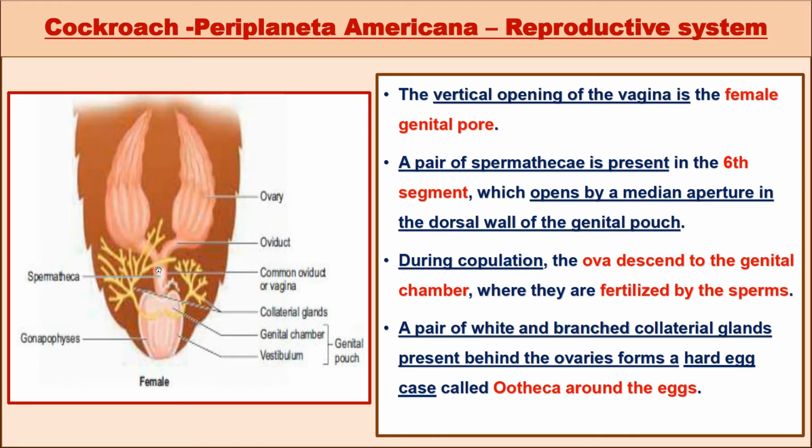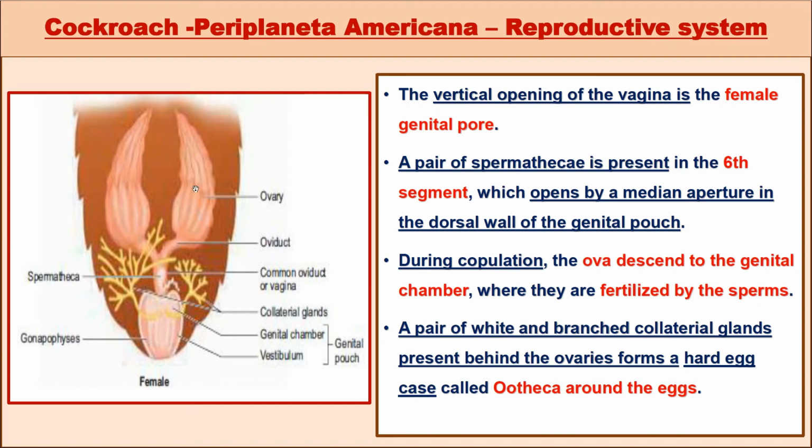A pair of spermatheca is present in the sixth segment of the organism, and this also opens by a median aperture into the dorsal wall of the genital pouch. This is the genital pouch. During copulation, the ova will descend to the genital chamber, and here they are fertilized by the sperms.